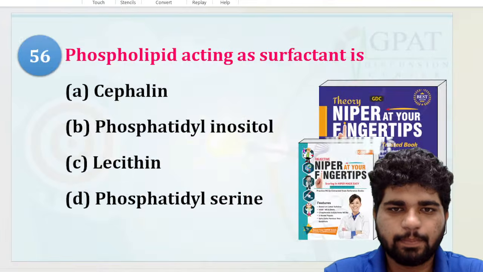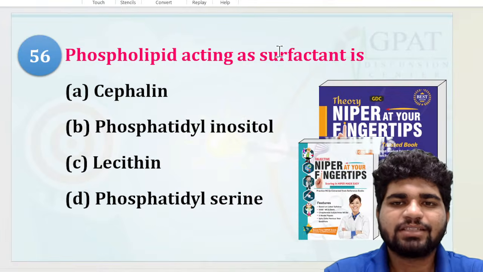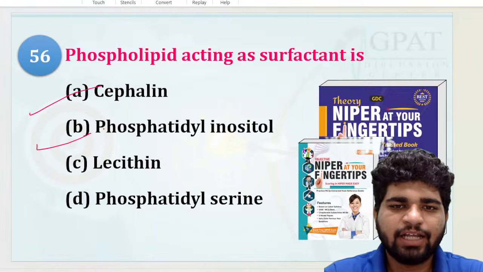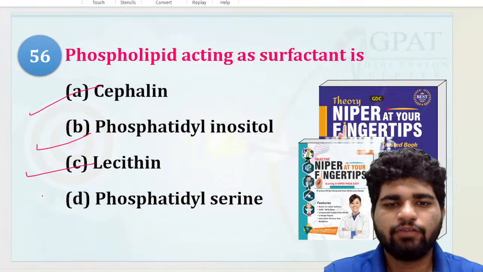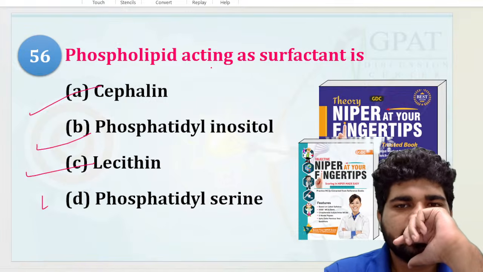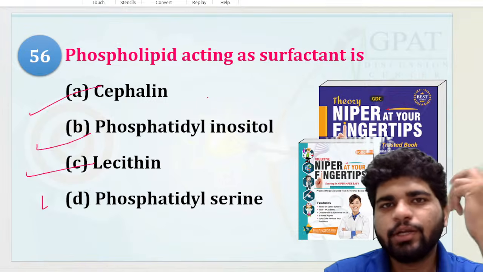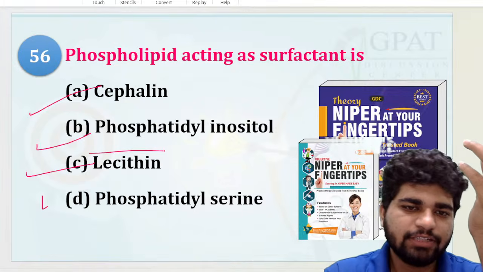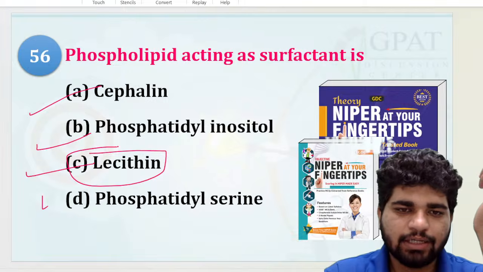Okay, so the phospholipid acting as a surfactant is what? Cephalin, phosphatidyl inositol, lecithin, or phosphatidyl serine. Phospholipid acting as surfactant. That would be a neutral surfactant, right? So that would be your neutral surfactant. Obviously, it would be lecithin as your correct answer.